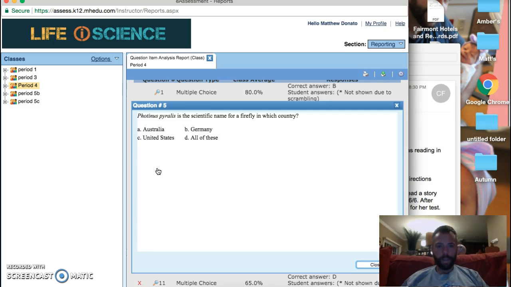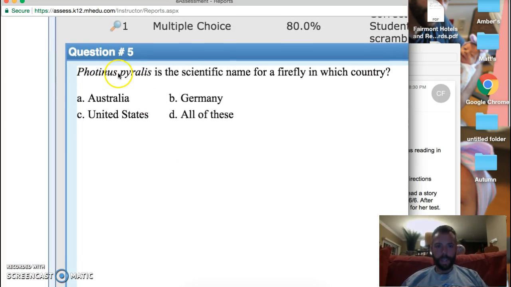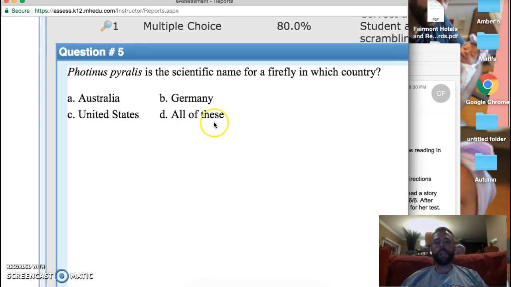Okay, next one. Photinus pyralis is the scientific name for a firefly in which country? Well, you don't need to know what this is. We know that scientific names are used all around the world to make communication easier for scientists. Therefore, the correct answer is all of the above.